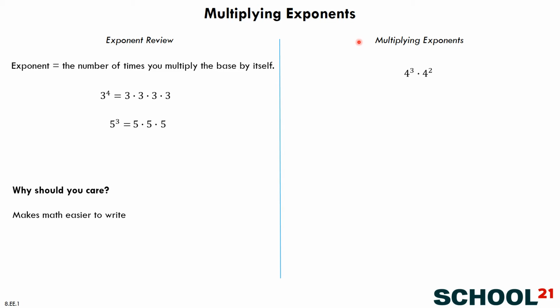Now let's go over here and talk about multiplying exponents. So we have an example here. 4 to the 3rd times 4 to the 2nd. And we want to come up with a rule for what you do when you're multiplying the same base and then you have exponents here. And you'll see that the rule is pretty easy. But first, let's figure out what it should be.